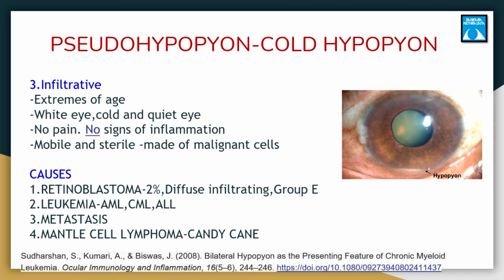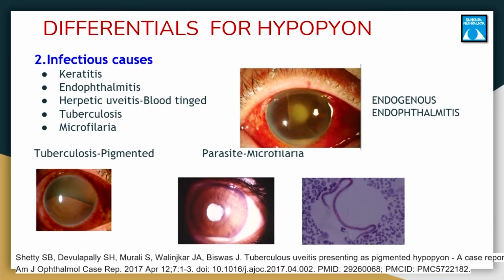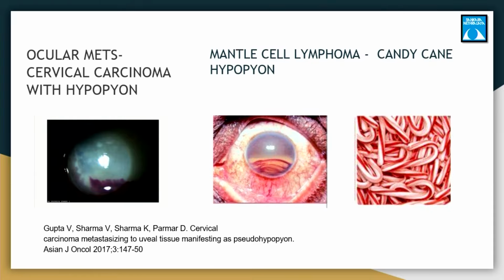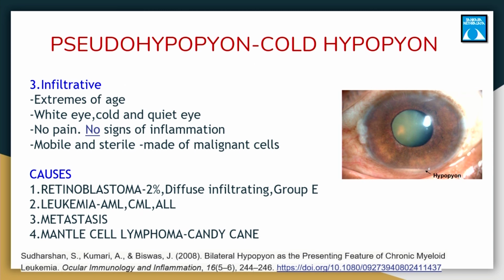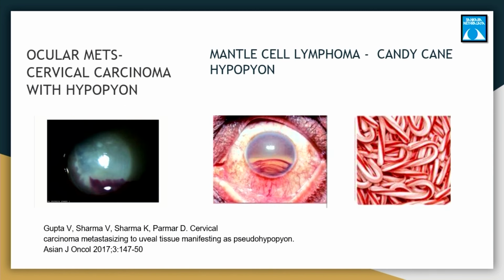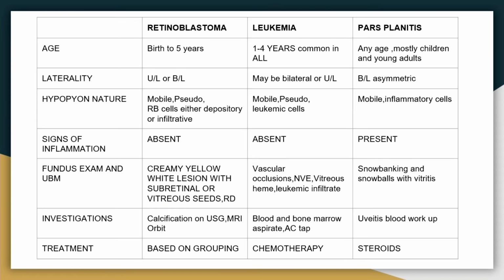Retinoblastoma. The other causes include leukemia. It is seen in acute as well as chronic myeloid leukemia and acute lymphoblastic leukemia. In metastasis also it can present with a pseudohypopyon, where in literature we have a case of cervical carcinoma which presented with a blood-tinged hypopyon. And characteristically, mantle cell lymphoma presents with a candy cane hypopyon, where there are alternating bands of hyphema along with the white color of the hypopyon. And it is also seen in herpetic uveitis.